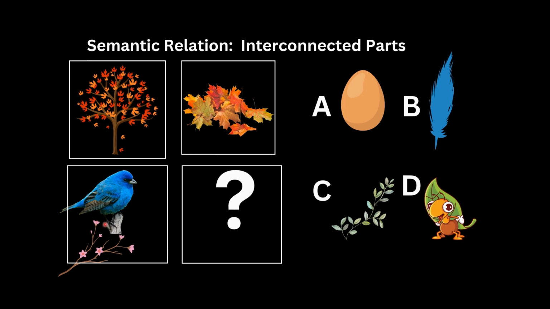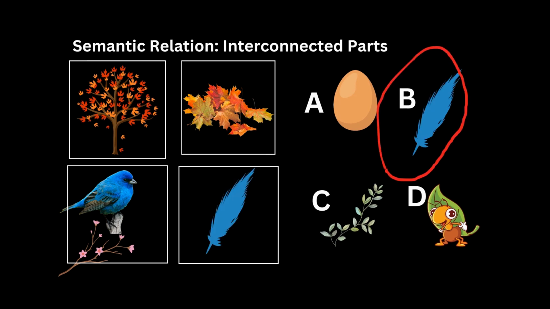And here as well, as you can see, this is birds sitting on a branch, and then here is a question mark. You have the options A, B, C, D. A is just an egg, B is a fur, C is a branch again, and D is like an ant. So what do you think will be next in place of the question mark? The B. The answer is B.